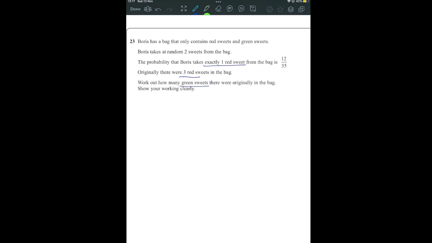So there's a vital piece of information missing here, which is either the total number of sweets or the number of green sweets. So let's give one of those a letter. I'm going to say let x be the total number of sweets.